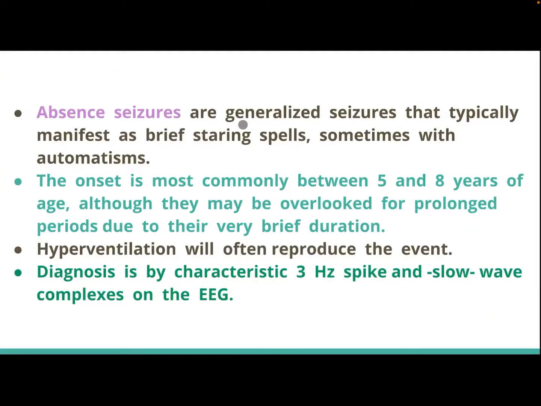Absence seizures are generalized seizures that typically manifest as a brief staring spell, sometimes with automatisms. The onset is most commonly between 5 and 8 years of age, although they may be overlooked for prolonged periods due to their very brief duration. Hyperventilation will often produce the event. Diagnosis is by characteristic 3 Hz spike and slow wave complex on the EEG.